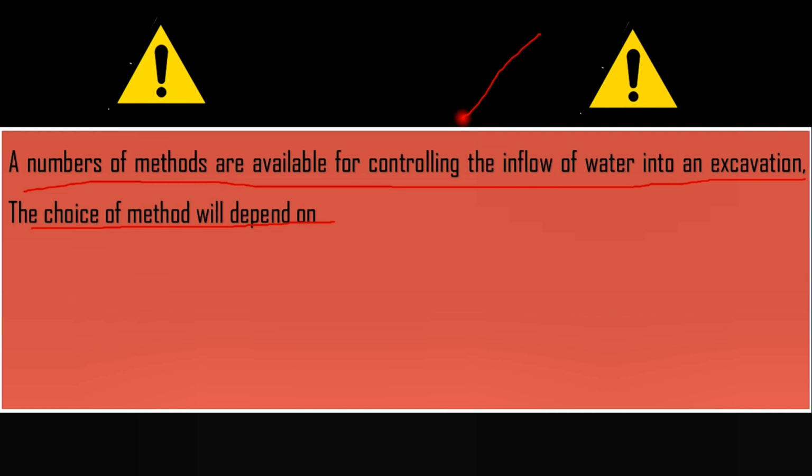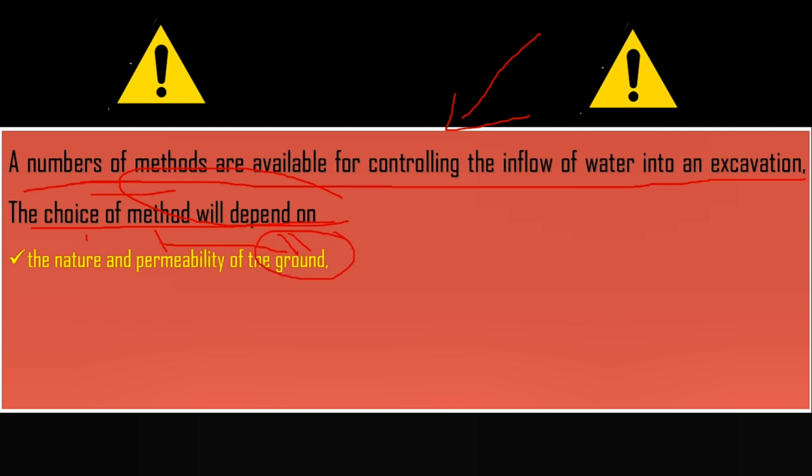Okay, so because of that reason I also mentioned here in a single sentence that we have so many methods available for the dewatering system, but it only depends on different conditions, and those conditions are the nature and the permeability of the ground, your ground permeability capacity and the nature of your ground. So depending on that we select any of the methods.